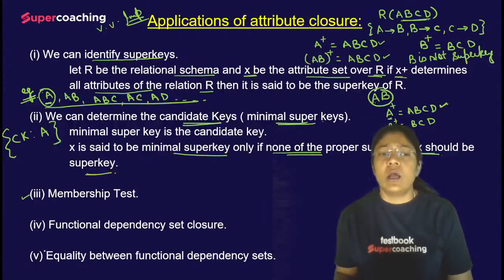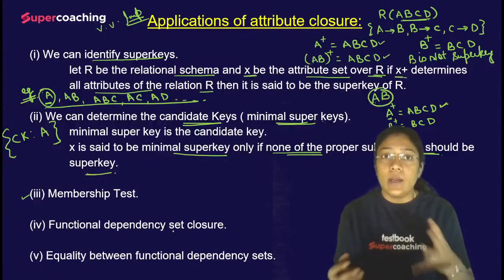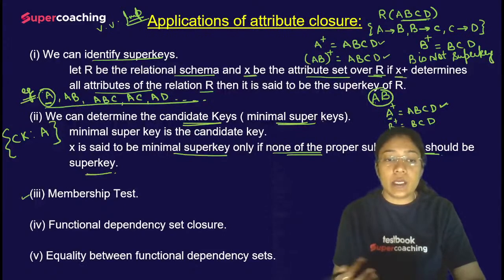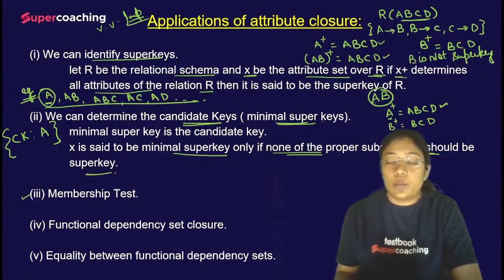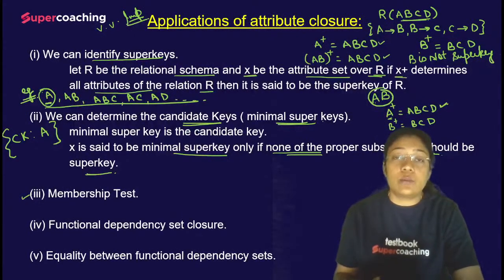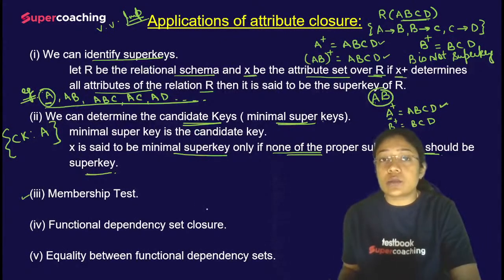Usually, you can use this concept when you are going for the decomposition of a relation. Okay, क्योंकि जब आप decompose कर रहे हो relation को और we are given two different functional dependency sets, we have to determine whether both are equivalent, both are equal or not. Then we use this concept. This is also an application of the attribute closure, so we have to cover these applications.